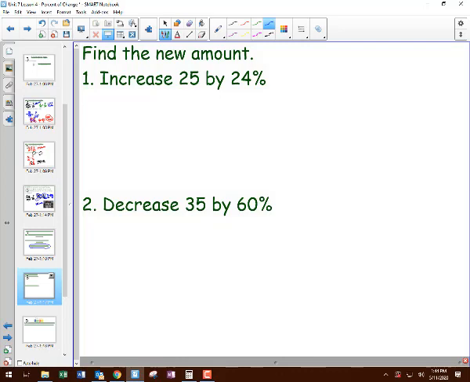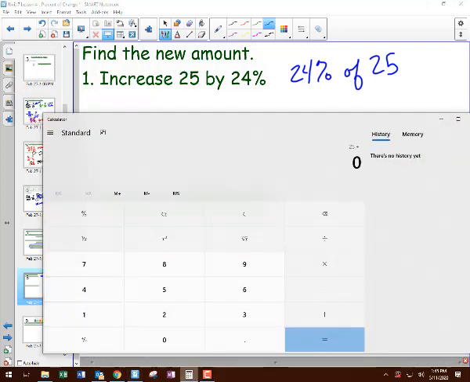All right, we're going to increase 25 by 24%. All right. And so basically what we're thinking here is we need to find 24% of 25. Okay? It's as simple as that, but we're going to increase it. Okay, so let's pull up the calculator and just do this real quick. All right? 24% of 25 means 24% times 25. Okay, we could also go 0.24 times 25.